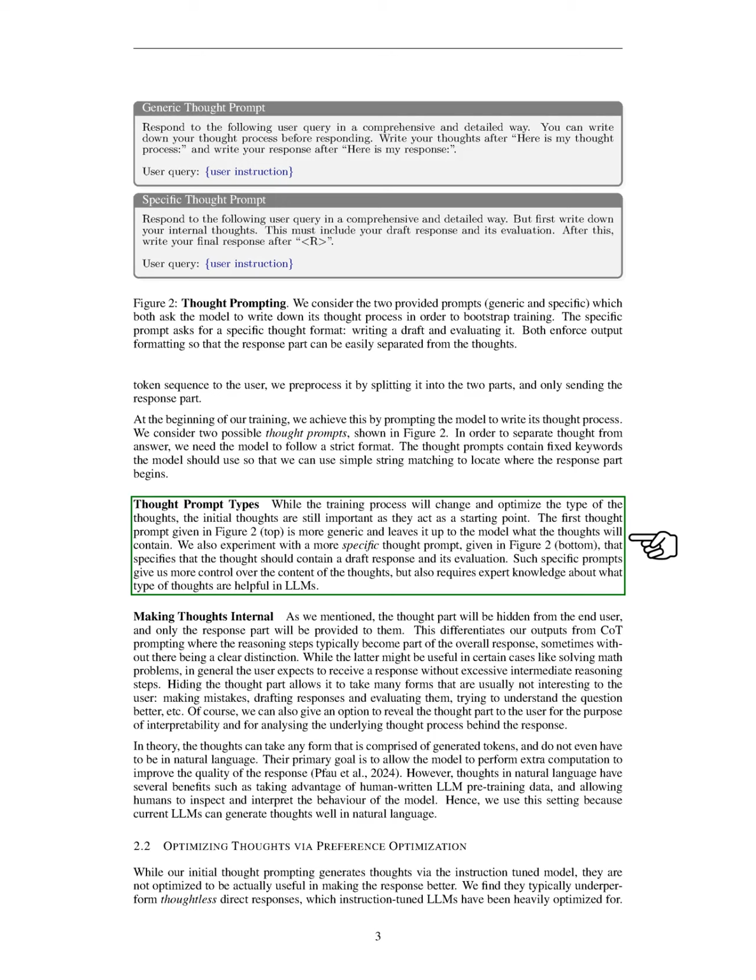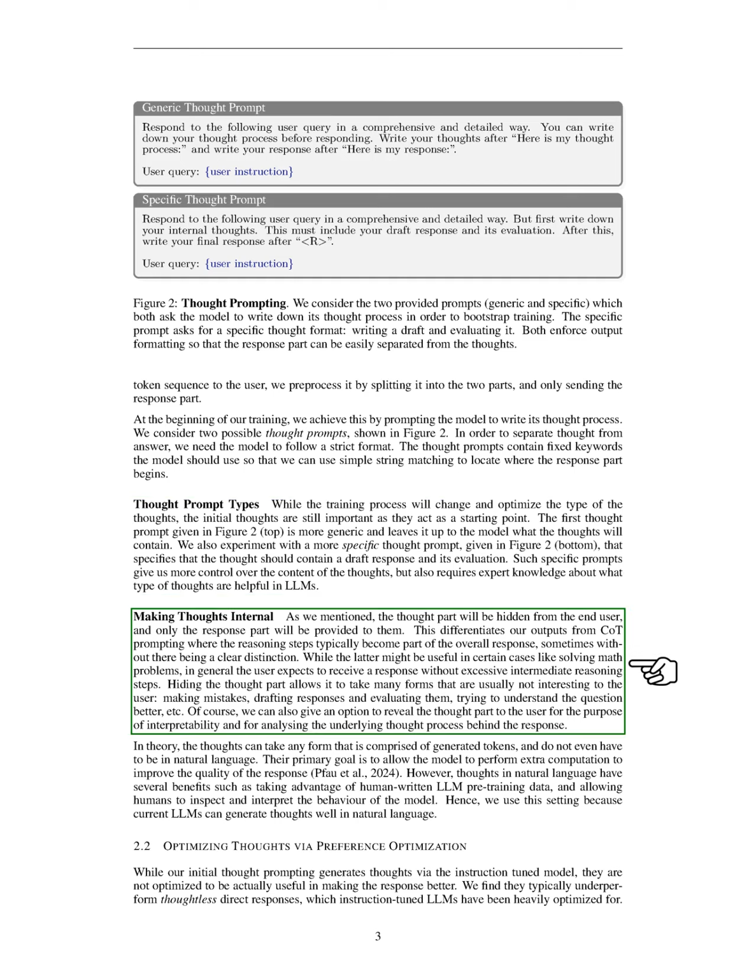We use a more generic thought prompt that allows the model flexibility, as well as a more specific prompt that requires the thought to include a draft response and its evaluation. This specificity gives us better control over the thoughts but requires expertise in what types of thoughts are beneficial for LLMs. We keep the thought part hidden from the user, only providing the response.